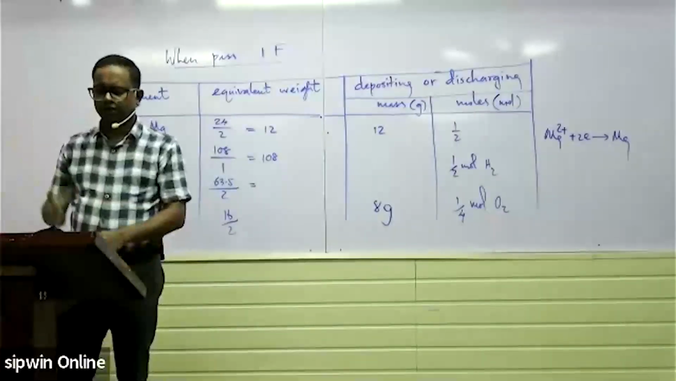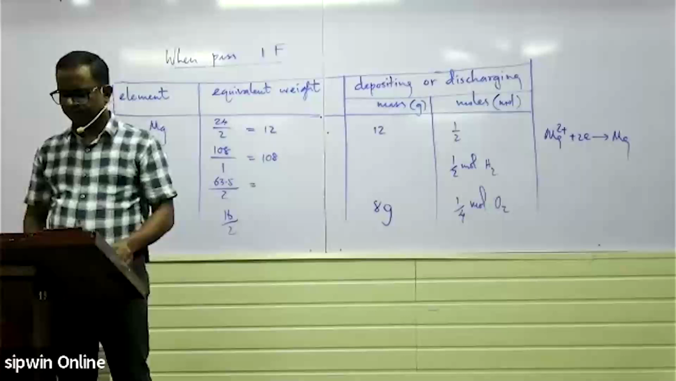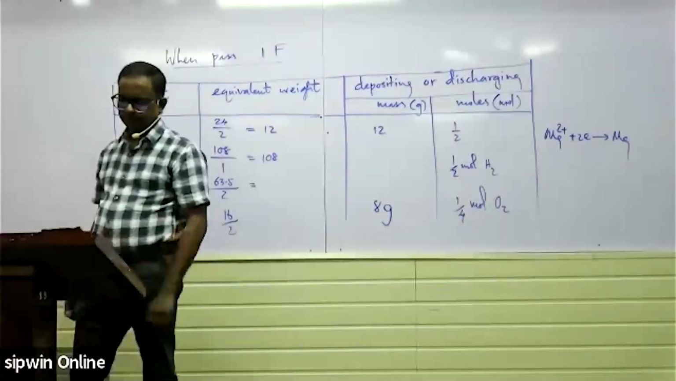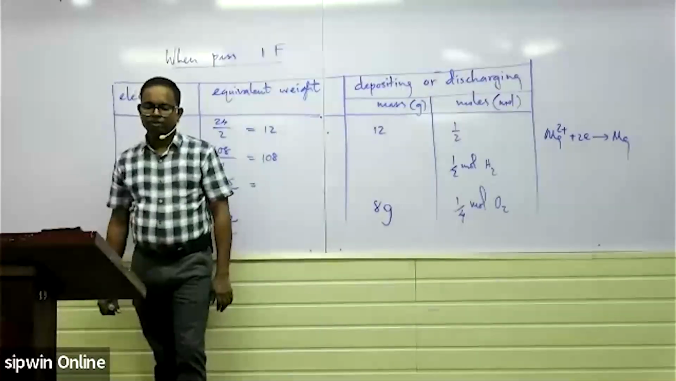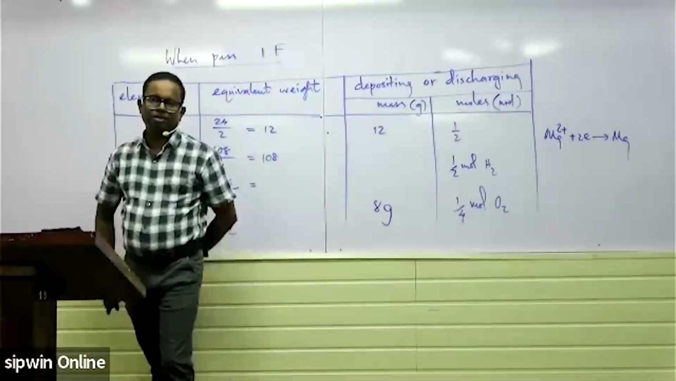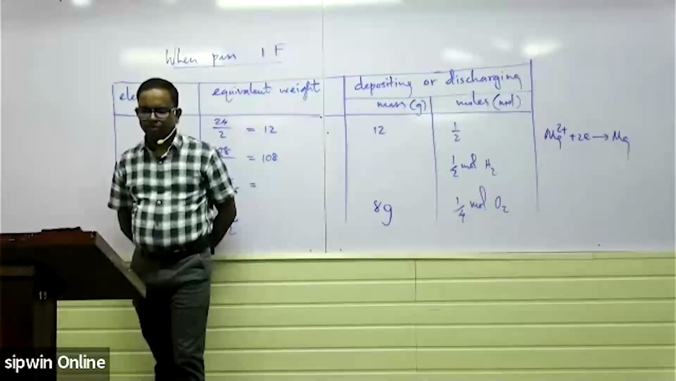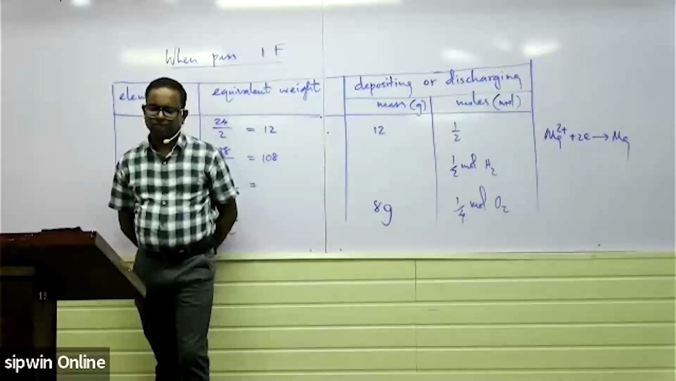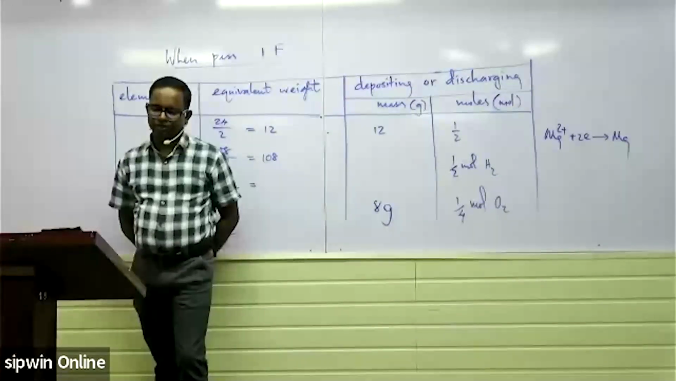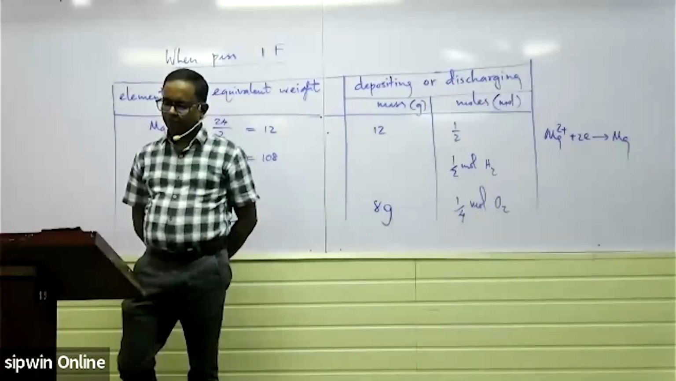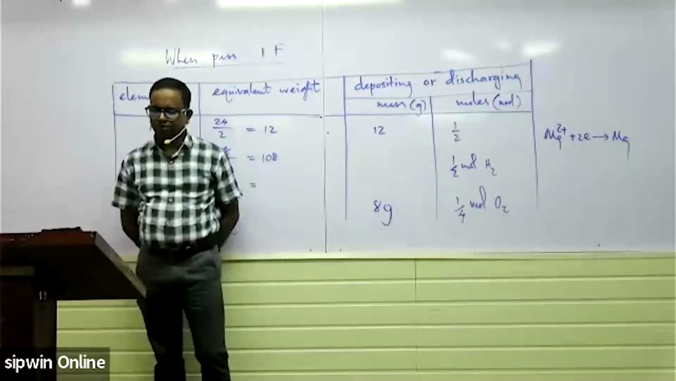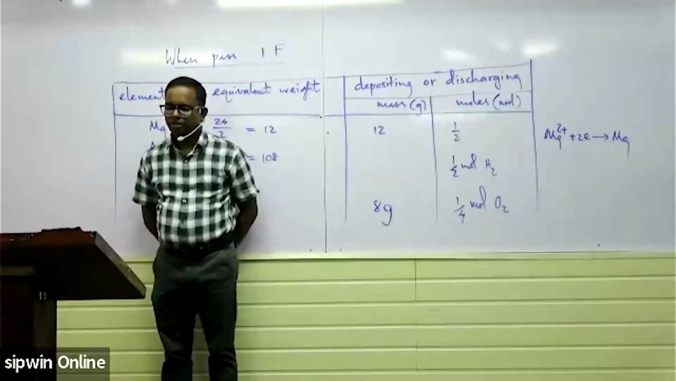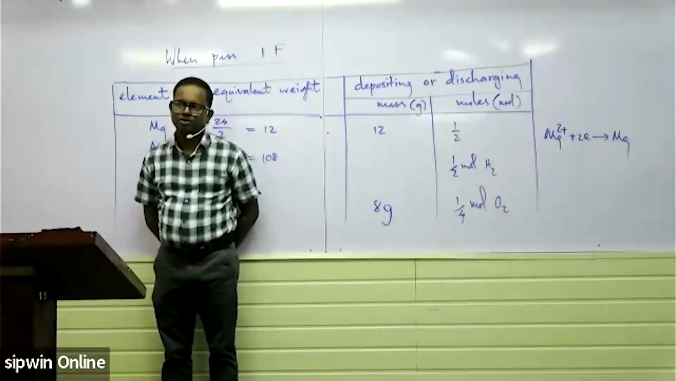හරි නේද? දැන් බලන්නකෝ second law එක. Check the second law. When same quantity of electricity or same amount of coulombs, අපි තමු 1 Faraday කියලා, pass through different electrolytes, the mass of element deposited on or dissolved from electrodes are directly proportional to their chemical equivalent weights.